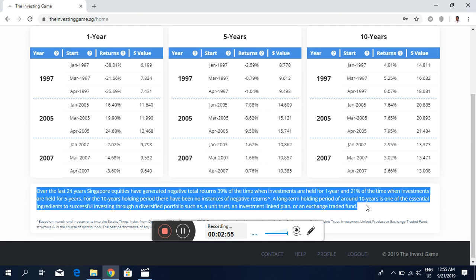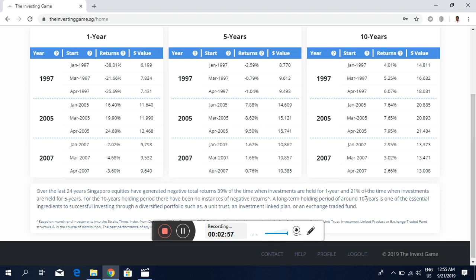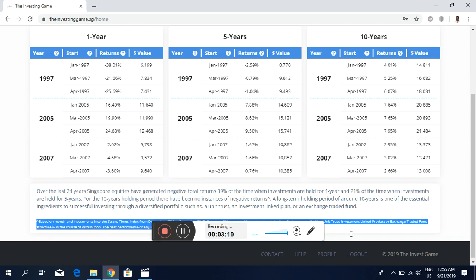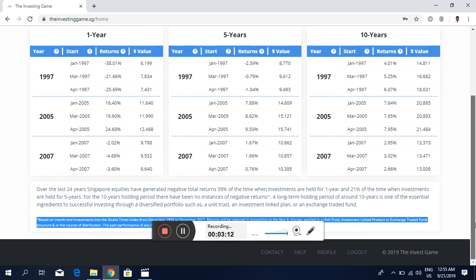This game will show your clients that equity investments are for the long term, and the long term is actually around 10 years. Please keep in mind and share with your customer that investment products like unit trusts, investment-linked plans, and exchange-traded funds have costs and charges, which will of course reduce the returns generated by any investment strategy.